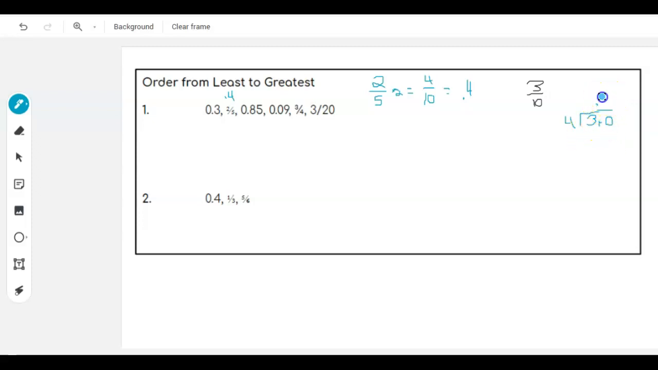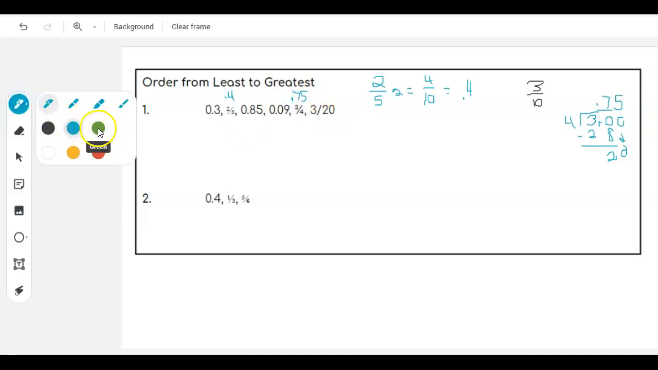4 goes in there 7 times, which is 28. Minus is 2. Bring down my 0. Goes in there 5 times. Okay, so Miss West was right. It's 0.75. And that's a fraction that you guys will get really good with, okay?